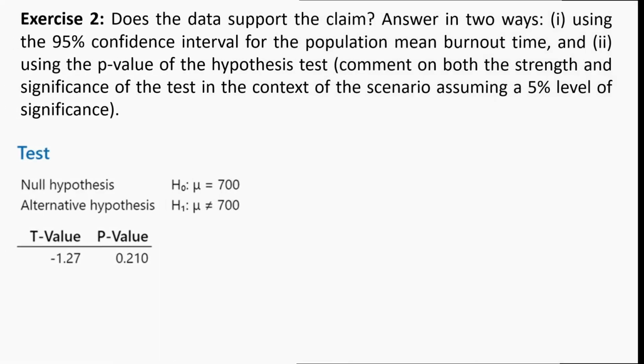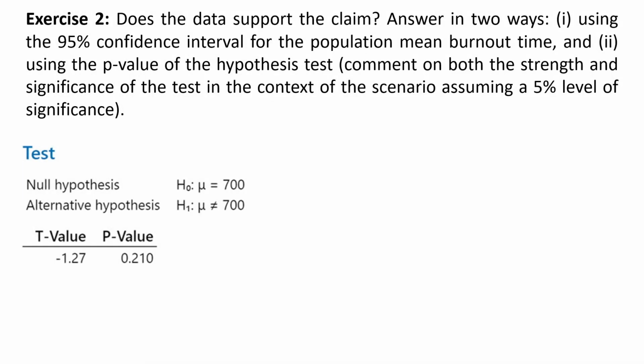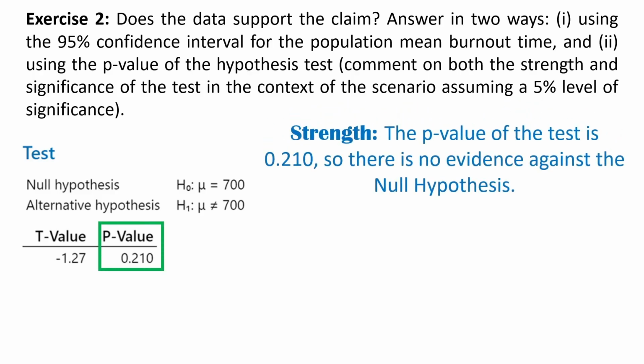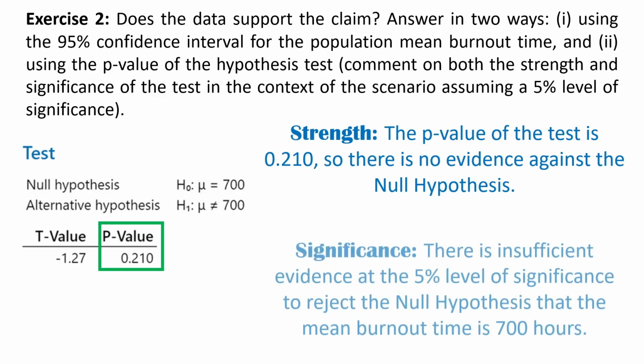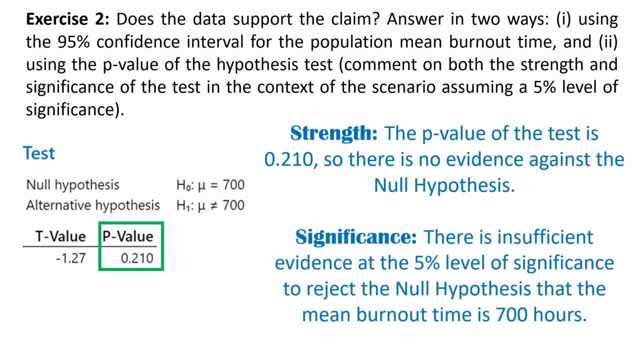Looking at it the other way, we can see the p-value is quite large. And so in terms of strength, because the p-value of the test is 0.21, there's no evidence against the null hypothesis. And since we're testing at 5%, we can say there is insufficient evidence at the 5% level of significance to reject the null hypothesis that the mean burnout time is 700 hours. Again, of course, we cannot say that the mean burnout time is 700 hours. We can only say that we have no evidence to think it's not.